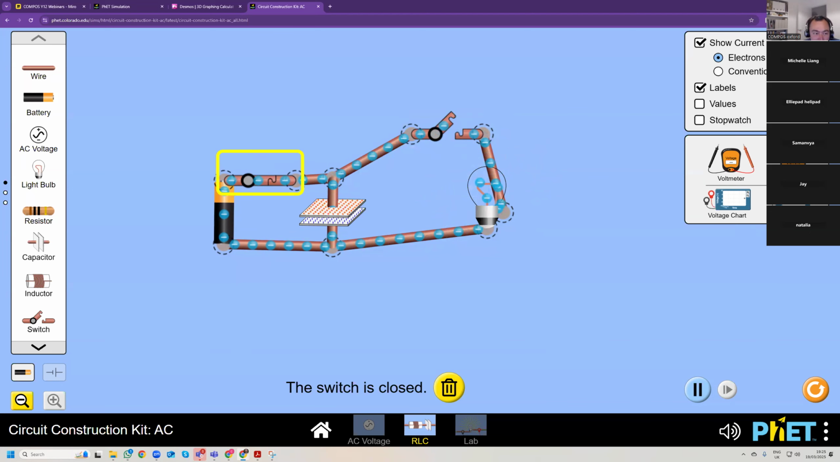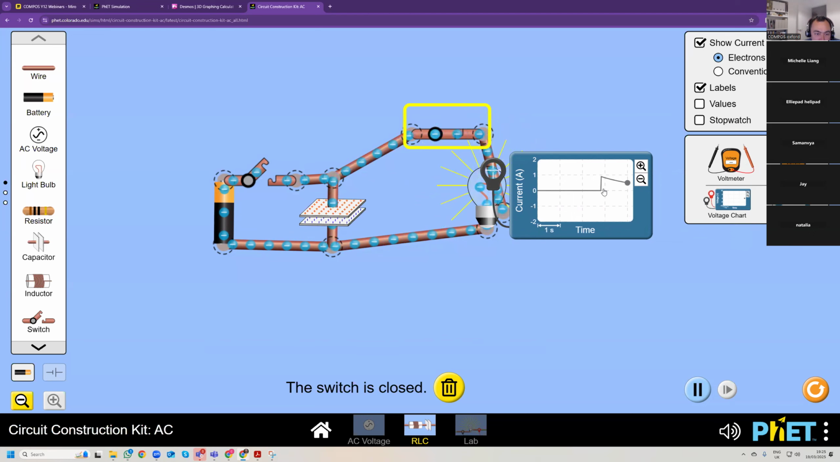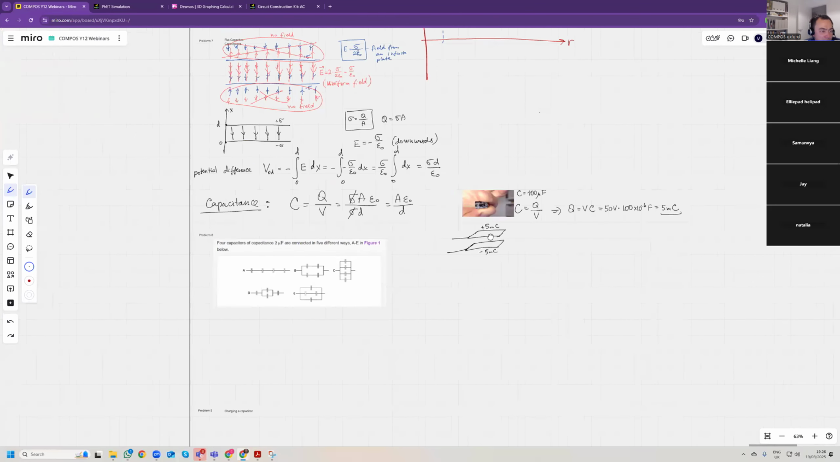And you can measure the current. So charge the capacitor, and now 3, 2, 1, go. And you can see the current decreases as the capacitor discharges. So that's what the capacitors are used for. Right.